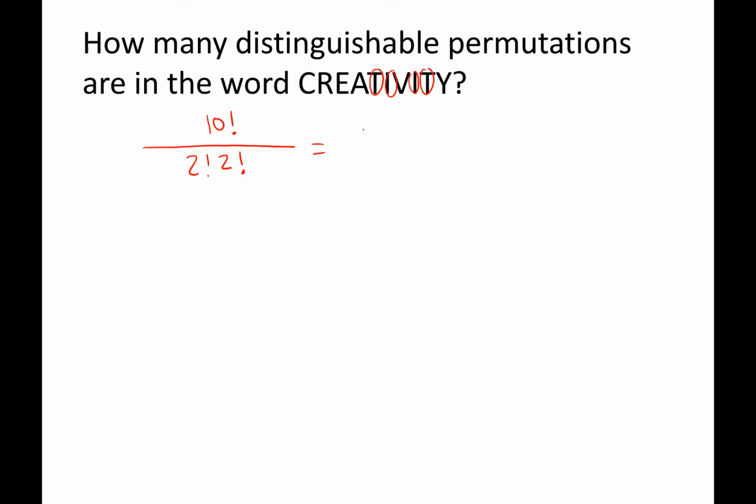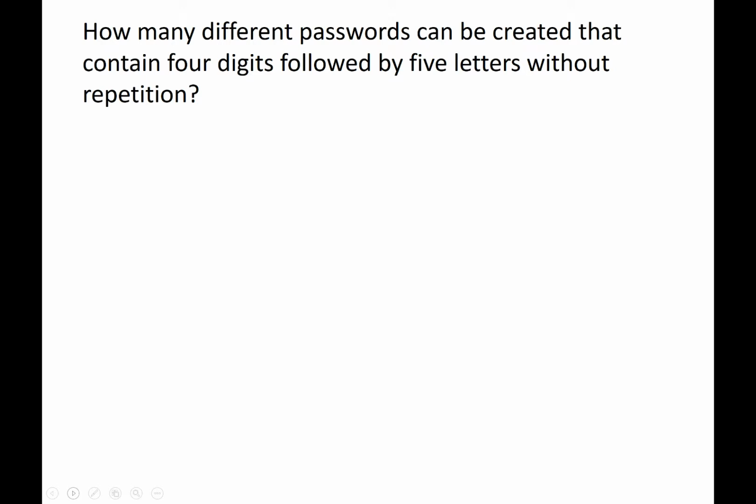So then I would simplify. And when I do that, 10 factorial, I get 3,628,800. And then 2 factorial, that's 2 times 1 times 2 times 1. Those are my two factorials. So I get 4. And then when I divide that out, I end up with 907,200.